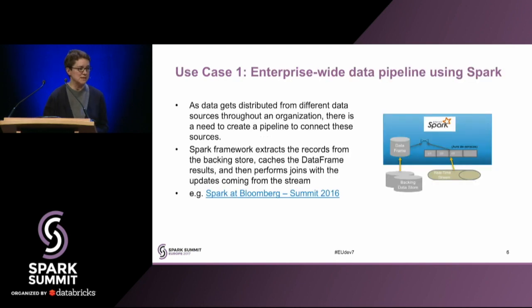Next, I will show some examples. A first example is an enterprise-wide data pipeline that connects data throughout an organization. In this example, the Spark framework extracts the records from the data source, possibly applying some predicate. It caches the data frame results and performs the join locally in Spark with the updates coming from the stream. An example of a data pipeline we have is at Bloomberg, as they presented their architecture at Spark Summit 2016.